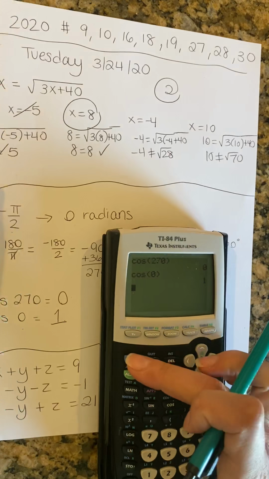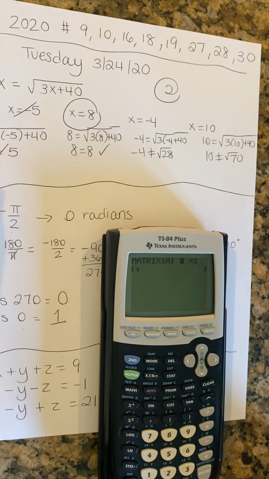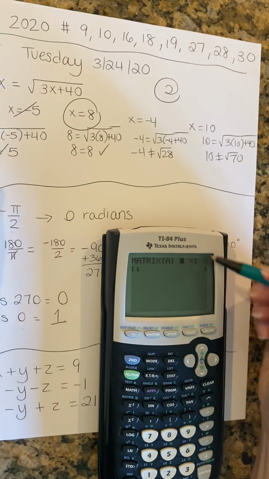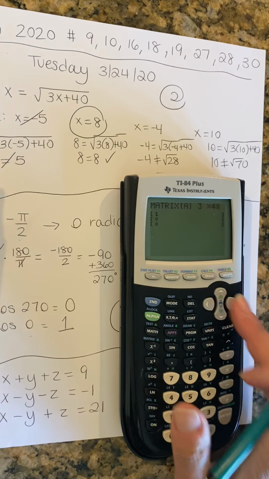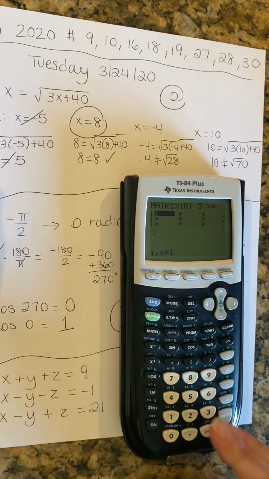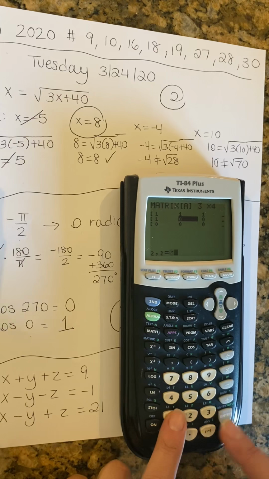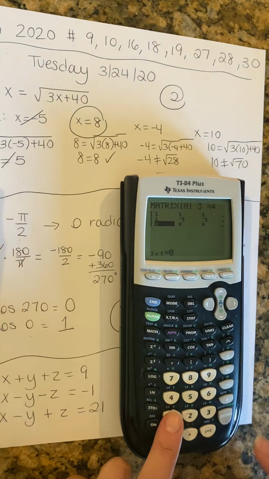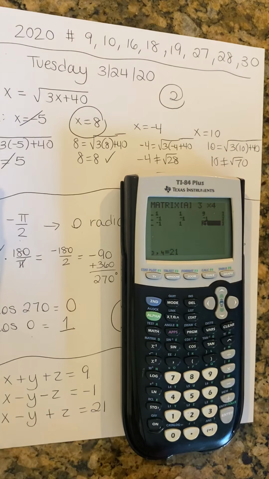I'm going to go to second matrix, and then I'm gonna go to edit. Now when I edit this, right now my calculator is set for 1 by 1, so I'm gonna change it to a 3 by 4. Now I'm gonna type the numbers in. So it's gonna be 1, 1, 1, 9. Then it's gonna be 1, negative 1, negative 1, negative 1. And then it's gonna be 1, negative 1, 1, 21. So now remember, when you have the matrix in there, you press second, quit.